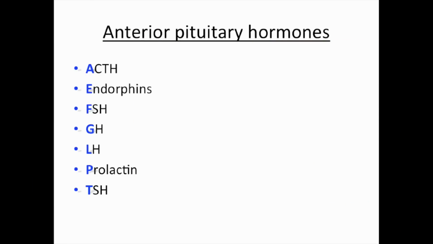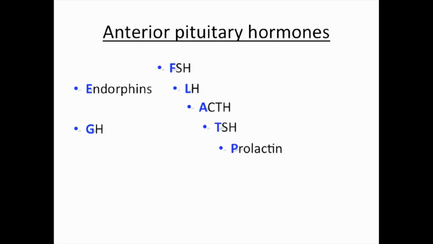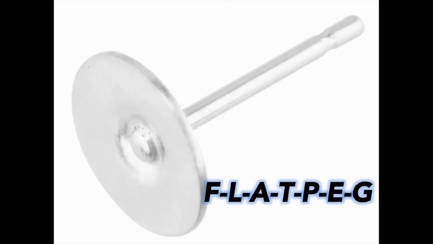I'm going to take you all on a trip to High Yield City. Population, you. We're going to take this mess of hormones and mnemonicize them. When we do, we get F, L, A, T, P, E, and G, which spells flat peg. You may ask yourself, what's a flat peg? But that would be low yield and untestable. Remember that the anterior pituitary secretes flat peg.